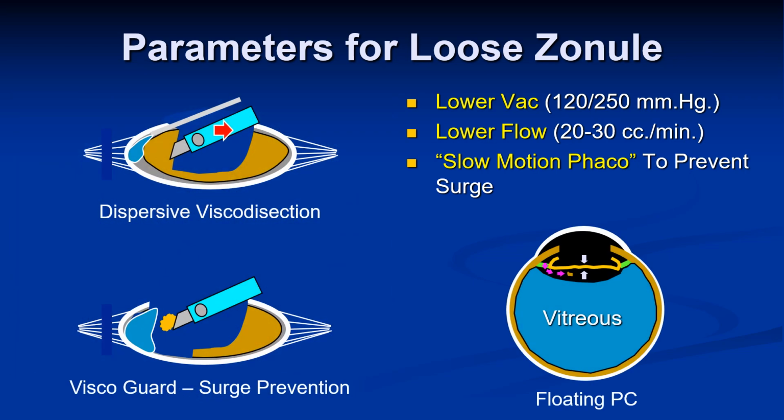Dispersive viscoelastics can be used to protect the capsule while we slowly pull the segment. Irrigation fluid can travel behind the capsule and make the PC float. Slow motion settings help reduce the chance to aspirate PC.